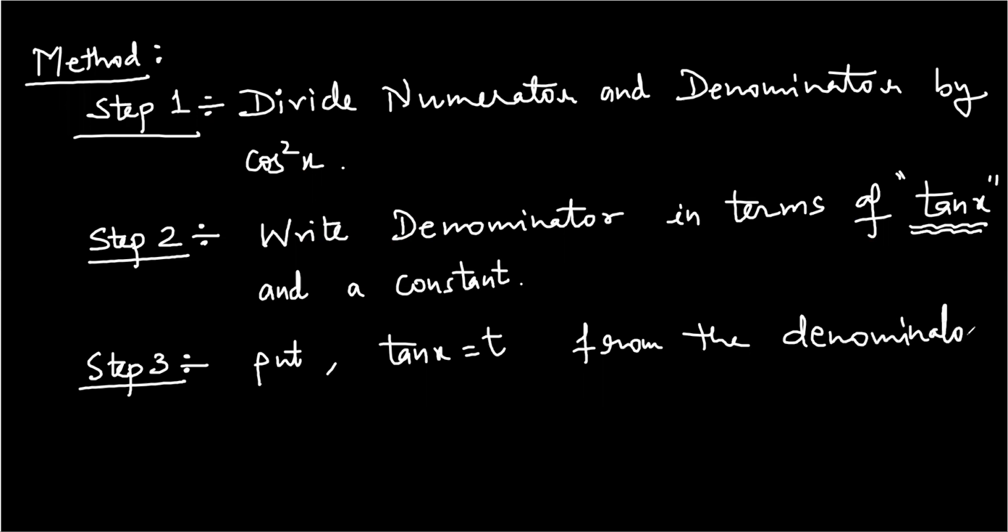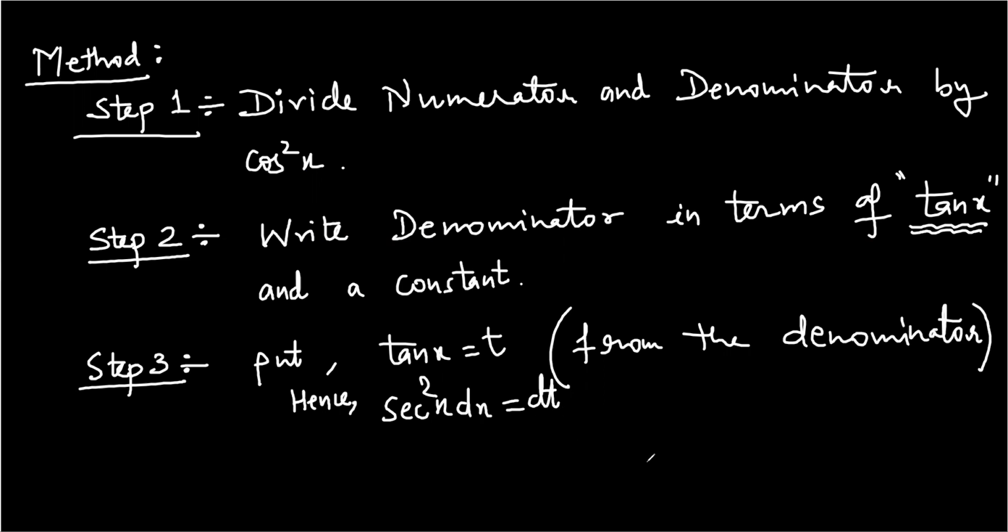Okay, in the denominator you have tan x. So what will you do? You will put tan x equals t from the denominator. Now when you put tan x as t, what do you get? Hence, you get sec square x dx equals dt, because you differentiate with respect to x. You will get sec square x dx is dt.